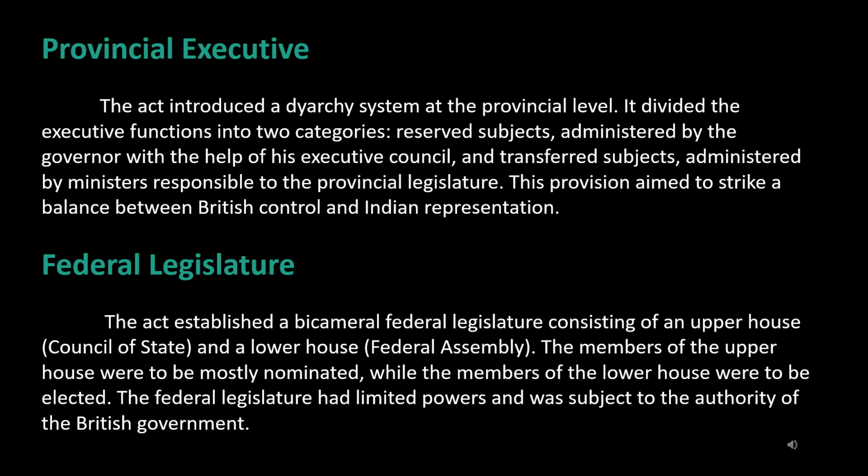Federal legislature. The Act established a bicameral federal legislature consisting of an upper house, the Council of State, and a lower house, the Federal Assembly. The members of the upper house were to be mostly nominated, while the members of the lower house were to be elected. The federal legislature had limited powers and was subject to the authority of the British government.